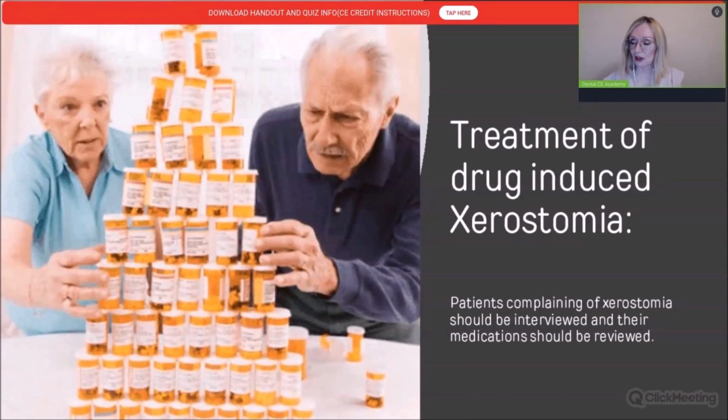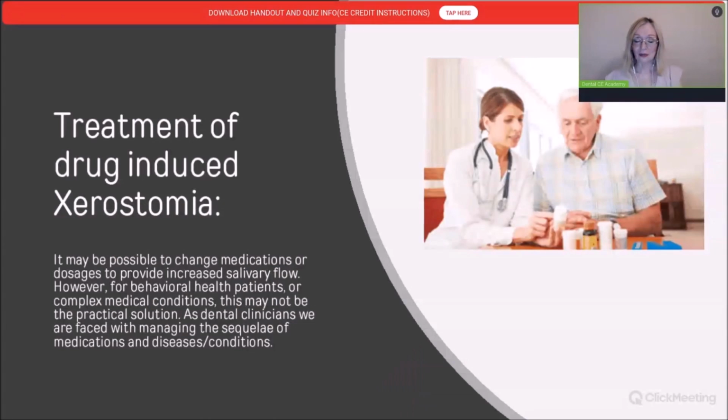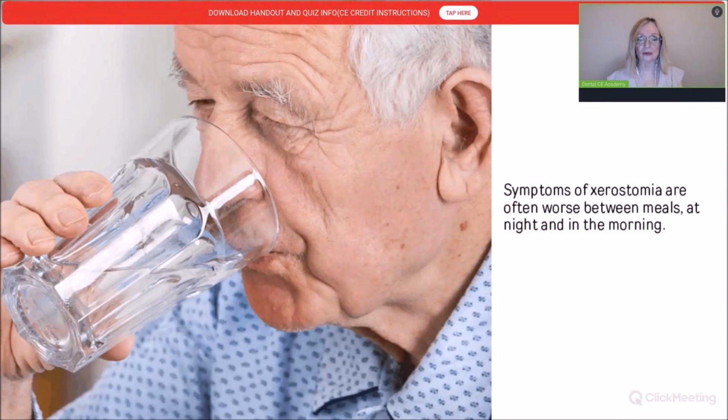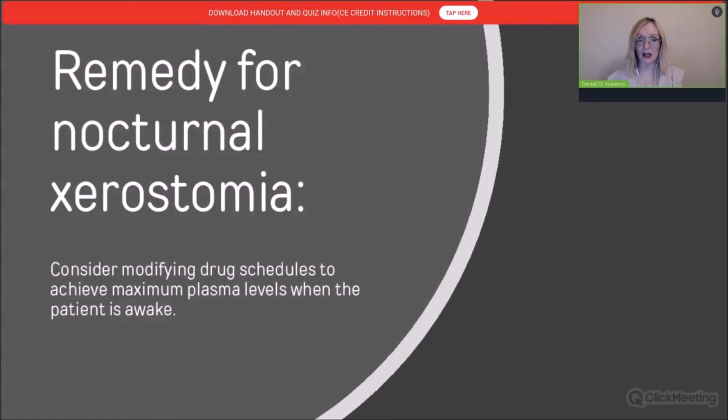How often do young people suffer xerostomia? They do, especially if they're on behavioral health medications or they're vaping. Treatment of drug-induced xerostomia: again, it may be possible to change the medications around, but it's highly unlikely that that's going to occur. Symptoms of xerostomia are often worse between meals, at night and in the morning, because the parotid gland shuts down. Sometimes you can consider modifying the drug schedule so that the peak plasma level occurs when the patient's awake.